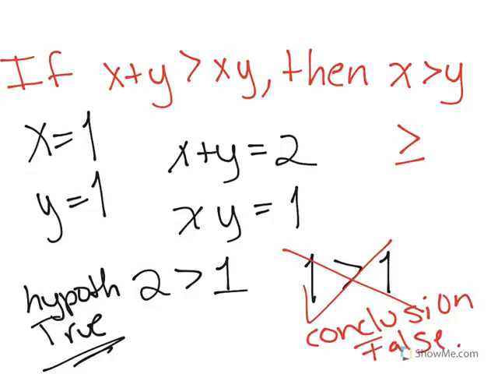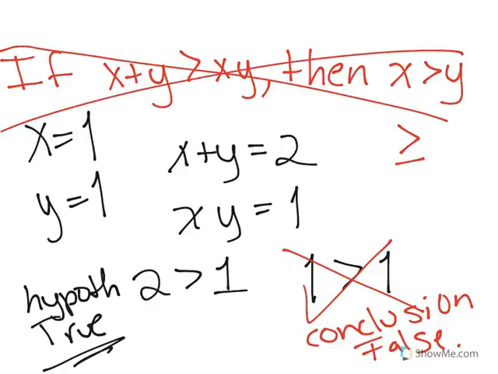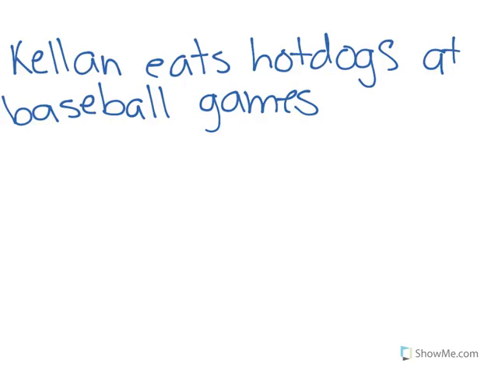And this cannot be true. This if-then statement, this conditional statement, cannot be correct if the hypothesis is true and the conclusion is false. That is impossible. This means that this whole statement is invalid. Now we will see some examples and exercises for identifying the hypothesis and conclusion of some statements.